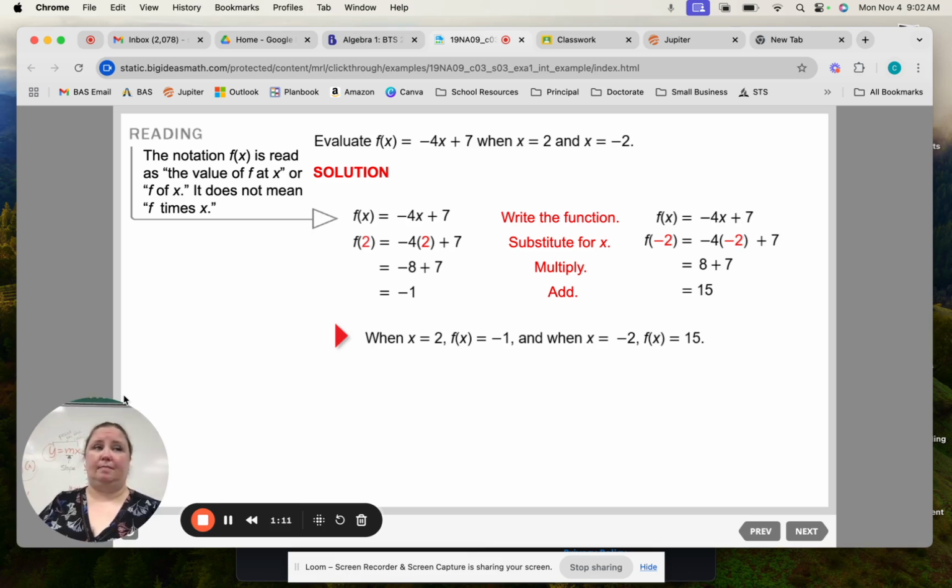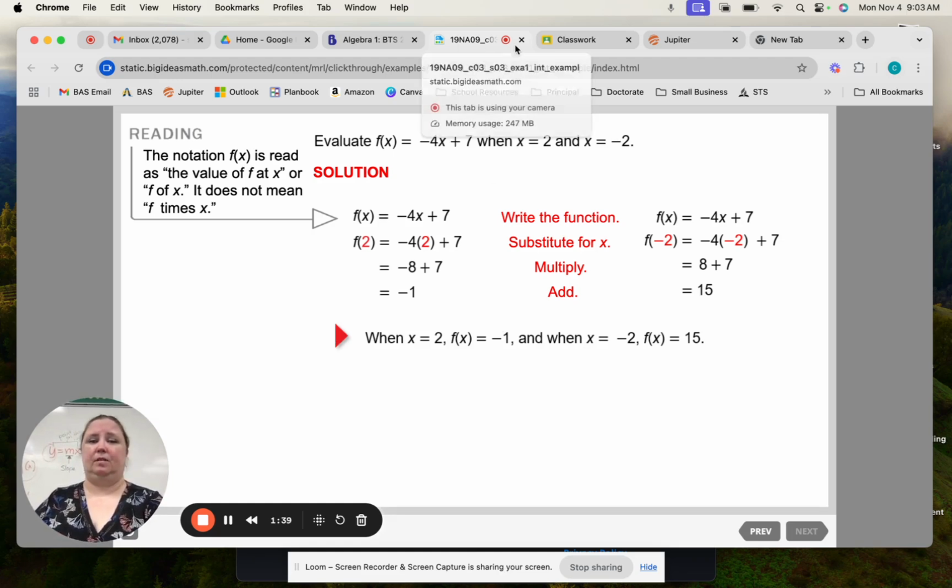Any questions? How would we write the answer in the book? You can do f of 2 equals negative 1, and f of negative 2 equals 15. I don't need you to write out this whole sentence. Does that help? Good. Any other questions?